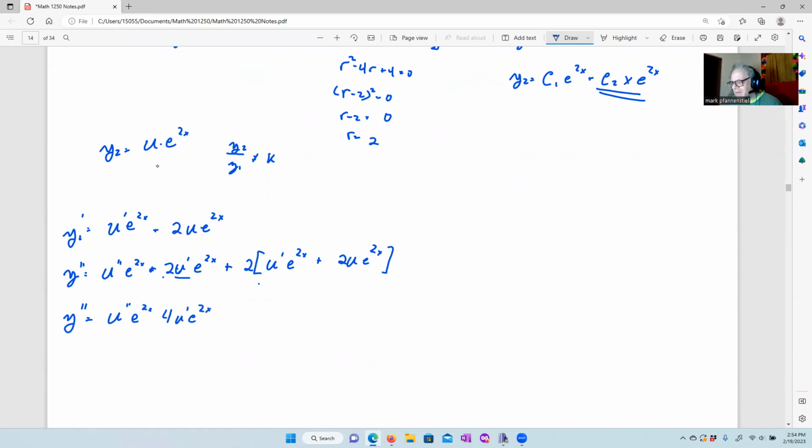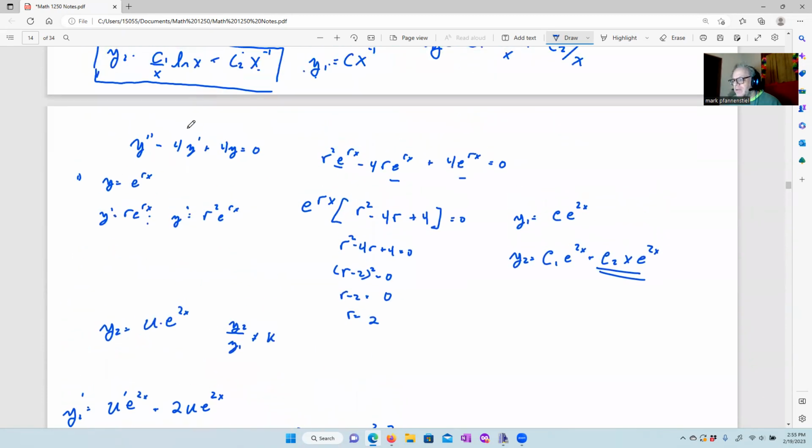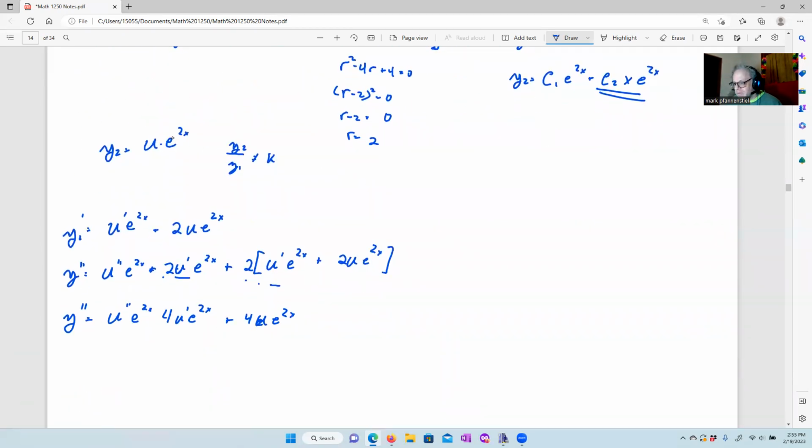It takes care of that one, and it takes care of that one. And at the end, we're going to have plus 2 times 2, which would be 4u e to the 2x. Okay. Now let's plug back into our original equation. It's up here. That was y double tick minus 4y tick plus 4y equals 0.